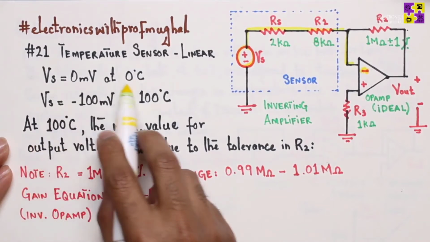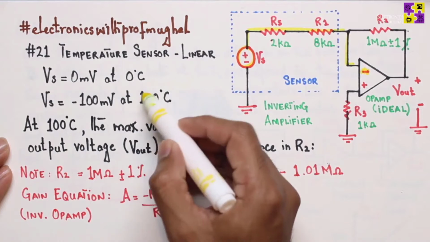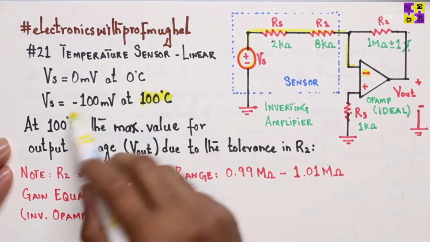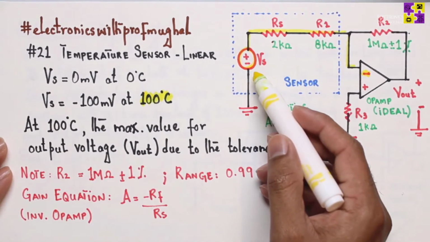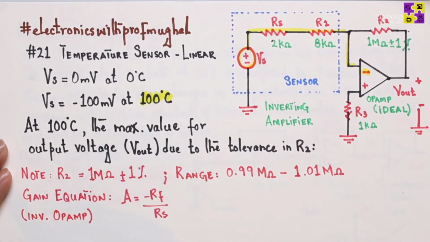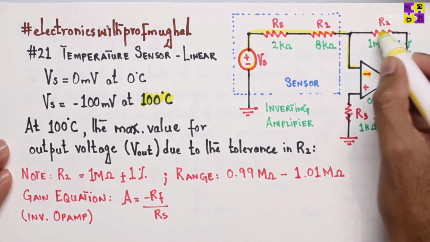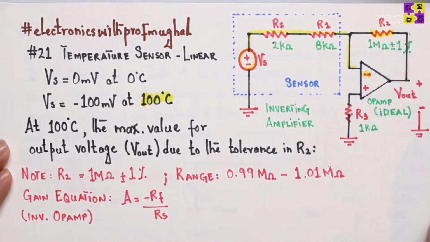Vs at 0 degrees centigrade is 0 millivolt. At 100 degrees centigrade, Vs, which is basically the input signal to the circuit, is negative 100 millivolt. Remember, you got Rs and R1, those are connected in series, and this is R2, this is your feedback resistor.